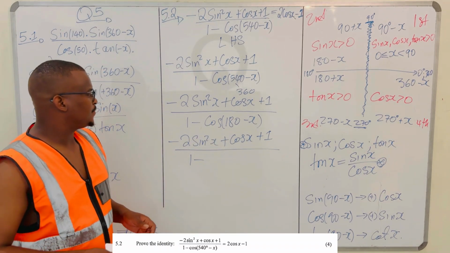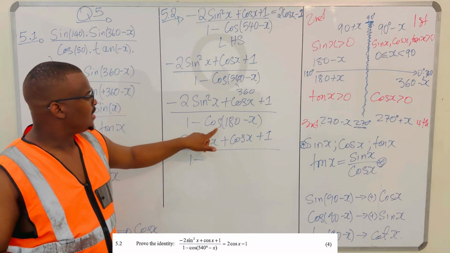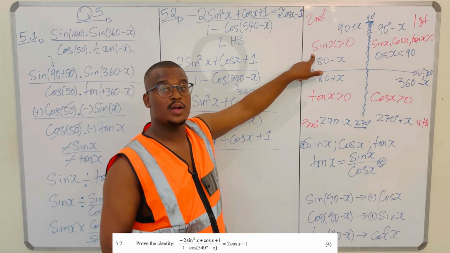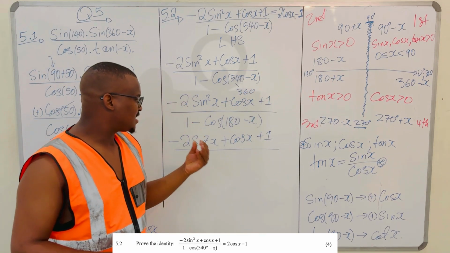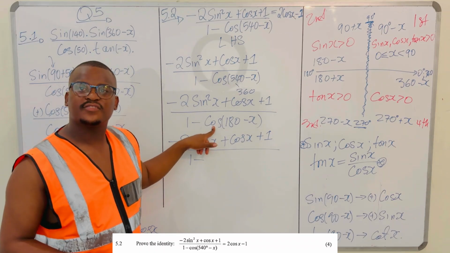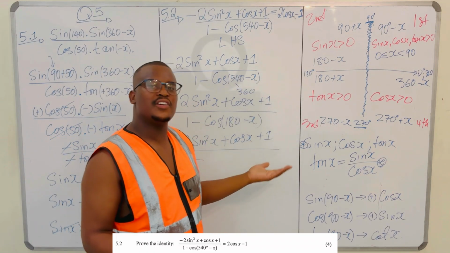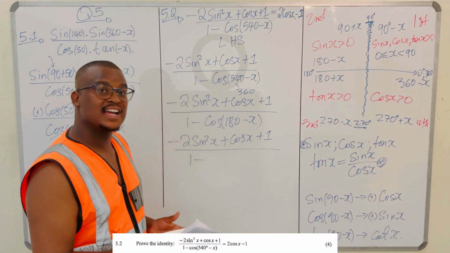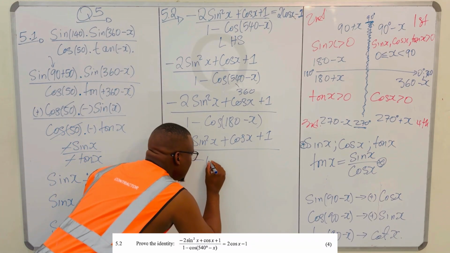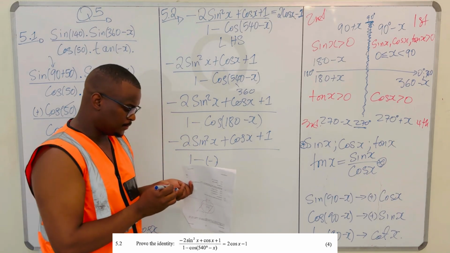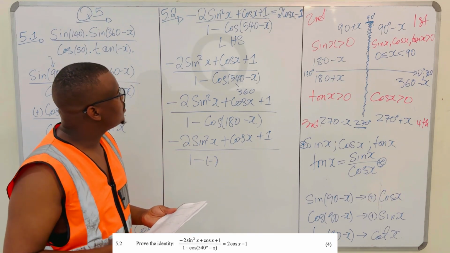So what do you say? Here I have 180 minus, and 180 minus is on the second quadrant. No problem. The second question is, what is the sign of this function on the second quadrant? On the second quadrant, only sine is positive, so the other functions are negative. So this thing is negative, and I'm going to put a negative sign here. Then what do we do?